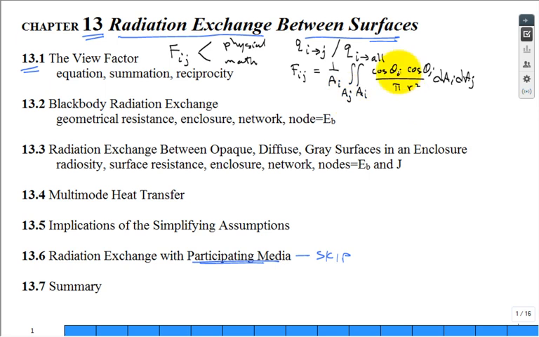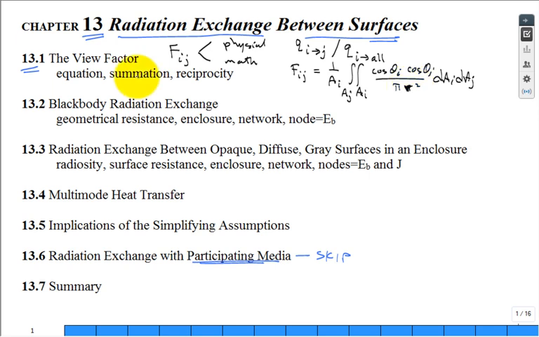I think you're starting to recognize, what is that, cosine theta I? Oh, that's the angle from the normal coming off that surface. And then theta J, oh, that's the angle from the normal going off of that surface. And R is the distance for each of those points, connecting lines. We'll get to this integral.